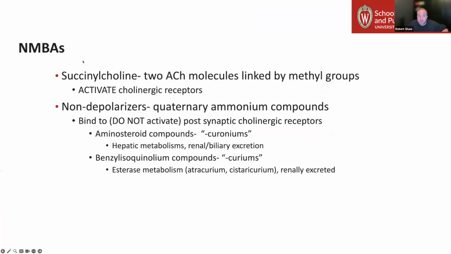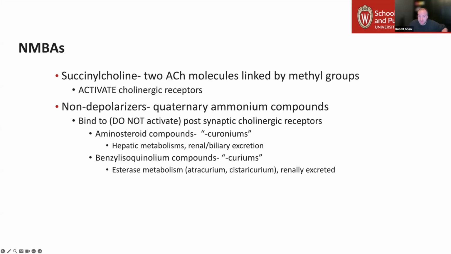So, neuromuscular blocking agents. As I said, we have two different types. Succinylcholine is the first type. Biochemically, if you look at the molecule, it looks like two acetylcholine molecules that are linked together, primarily by a methyl group. These activate those cholinergic receptors, so it is causing a muscle contraction to happen. Then we have our non-depolarizers. They are primarily quaternary ammonium compounds. They bind to the receptors, but they don't activate them.